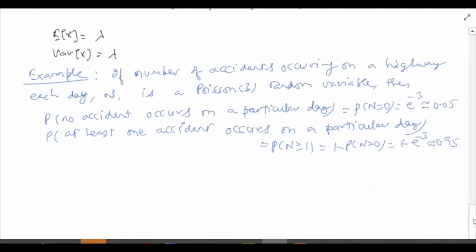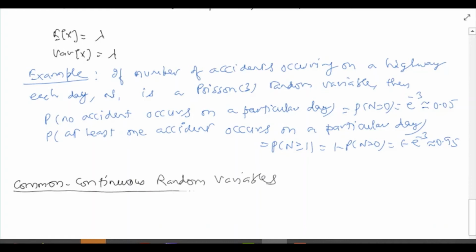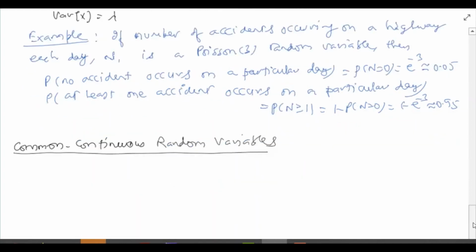So these were a few common discrete random variables. Now we turn to common continuous random variables. We see a few of those. And the first one in our list would be again the continuous uniform random variable.